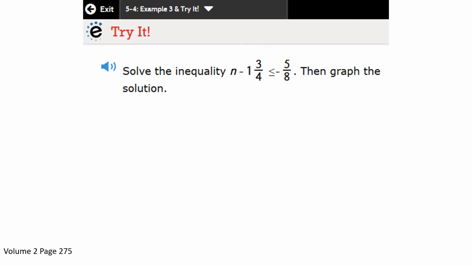Your practice problem like this is, again, on page 275 at the bottom. Solve the inequality n minus 1 3/4 is less than or equal to negative 5/8. Then graph the solution. So come back and you can check the answers in the next video.